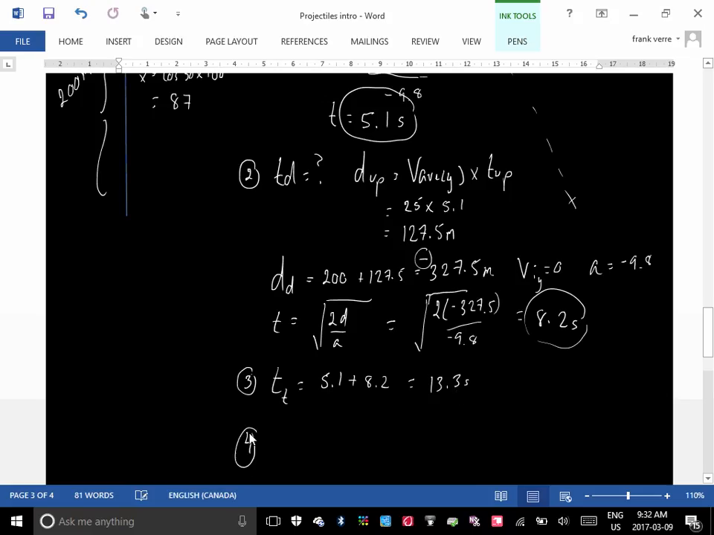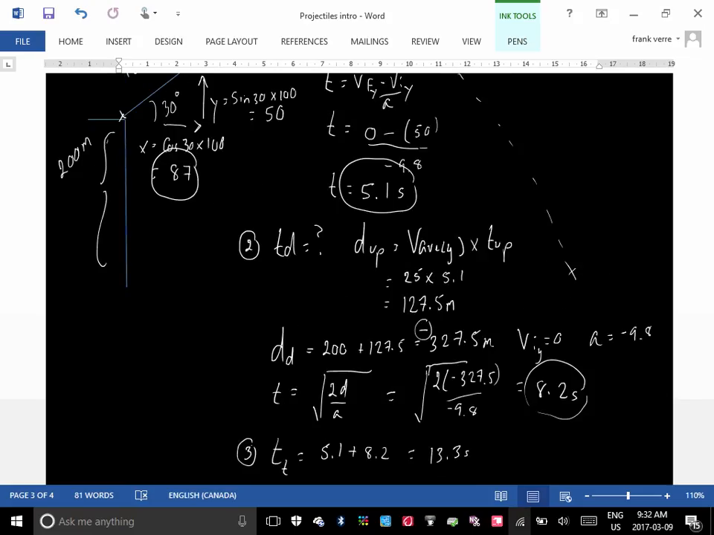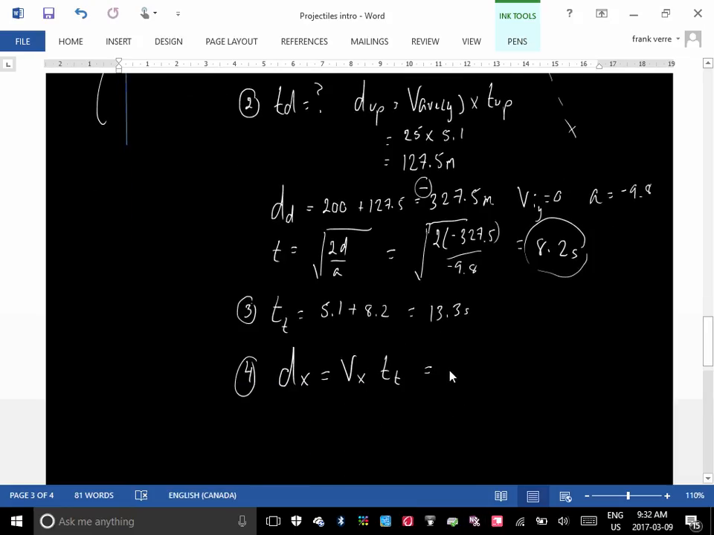Hold on. So then, if it's in the air for 13.3 seconds, it's also moving horizontally. So if I said to you, what's the horizontal distance? It's just simply a function of the horizontal speed times the total time in the air. The horizontal speed, if you remember, was 87. So it's going to be 87 times 13.3, which is, what? What is it? 87 times 13.3.